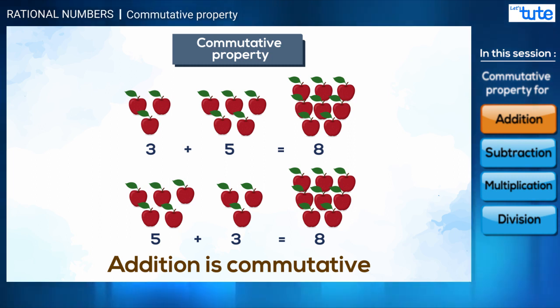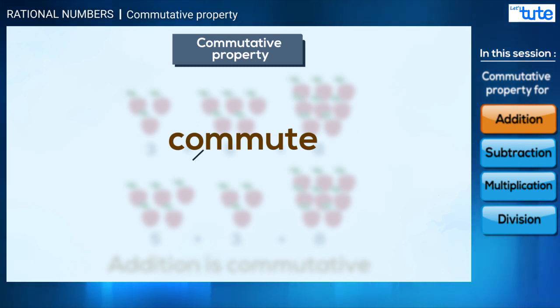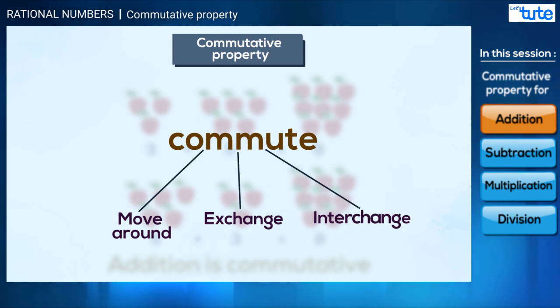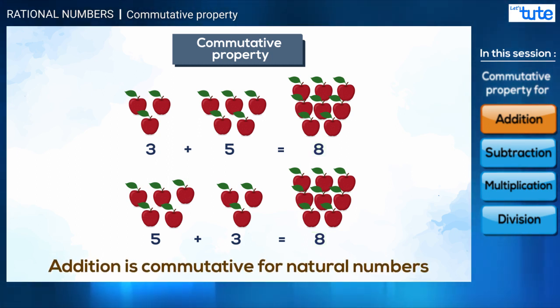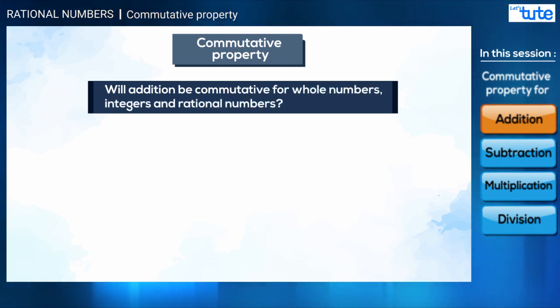Now, why commutative? The word commutative comes from the word commute, which means move around or exchange, or one can say interchange. Here we can exchange the places of 3 and 5 in the operation addition without the value being changed. 3 and 5 are natural numbers, so we say addition is commutative for natural numbers. So will addition be commutative for whole numbers, integers and rational numbers too?